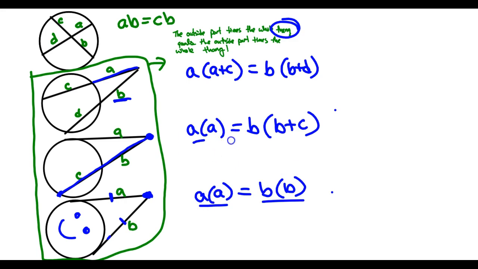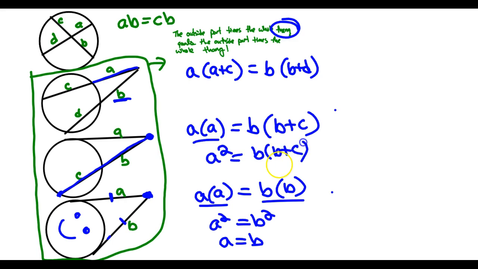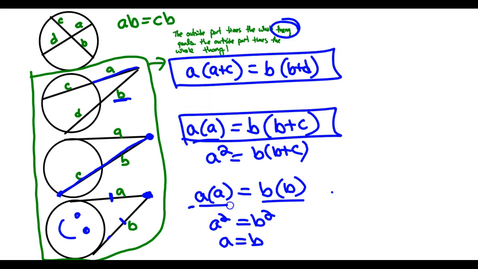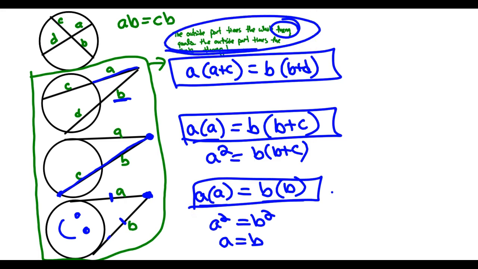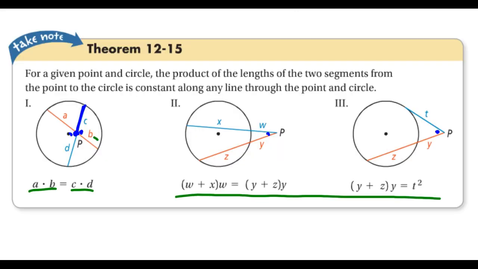Now on all of these right here, we can simplify them and just say, hey, this is a squared, that must equal b squared. Or, as we did with clown hat theorem, that simply equals a equals b, because you square root both sides. This one you can simplify to a squared equals b times b plus c. And so we'll see that most often. But if you follow these rules, you get these three equations, and they'll work every time on those. All right, so it's the outside part times the whole thing equals the outside part times the whole thing. And we see it over here.